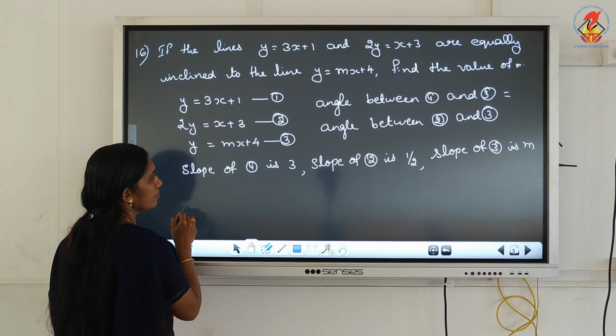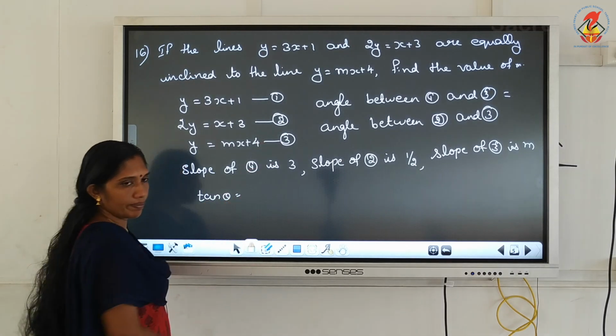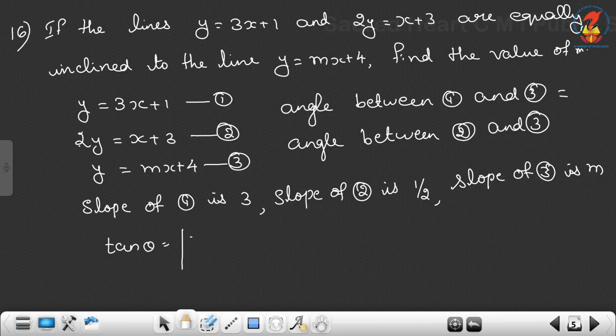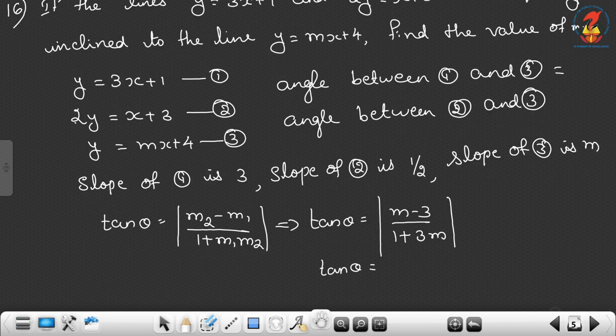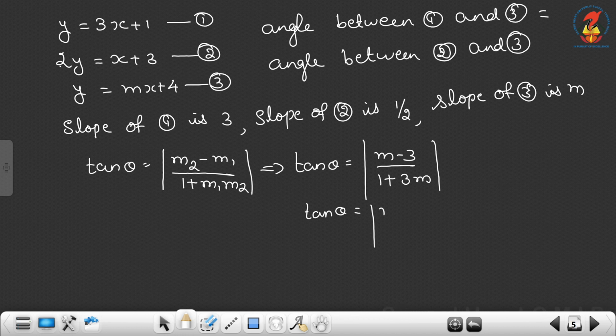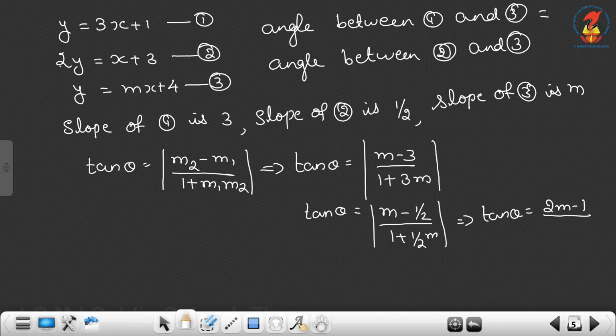Okay. Now we write tan theta for 1 and 3. Tan theta is modulus of (m2 minus m1) by (1 plus m1 m2). This is the formula, which implies tan theta is equal to modulus... For 1 and 3, you have to check only slope 3 and m. So, (m minus 3) by (1 plus 3m). Now the second one means 2 and 3. What is the angle between 2 and 3? tan theta is equal to, there also, (m minus half) by (1 plus half into m). That implies tan theta is equal to (2m minus 1) by 2, then (2 plus m) by 2, the 2s cancel, so it is (2m minus 1) by (2 plus m).